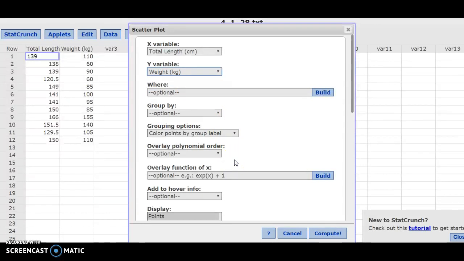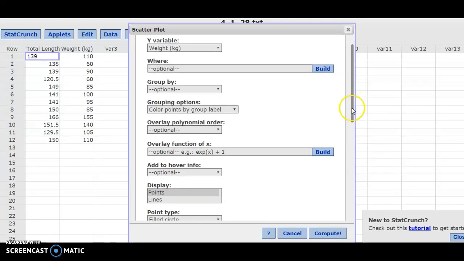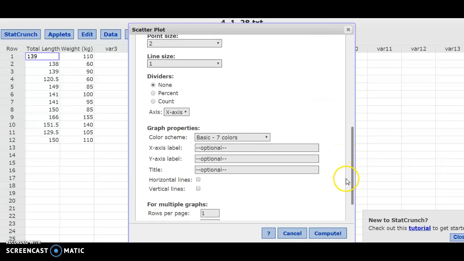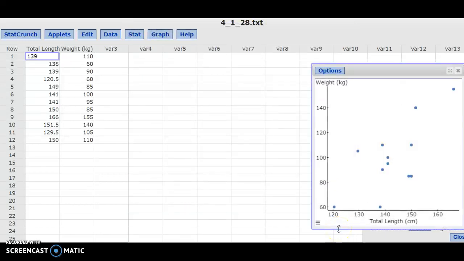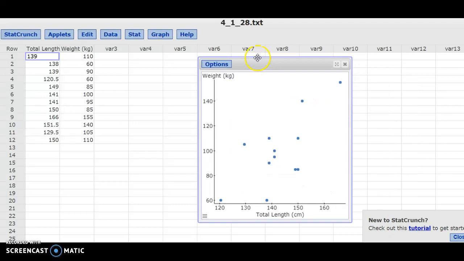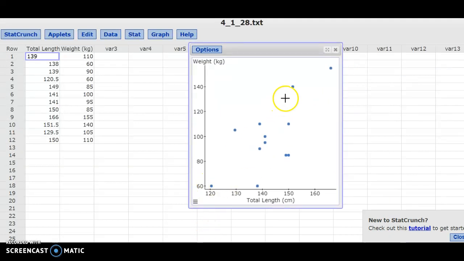For example, if we had tagged each bear as male and female, we could maybe make all the males red, all the females a different color, and be able to identify those by groups, or even create two separate graphs if we wanted to get fancy. Okay, but for right now, let's just hit compute. So it looks like we have a general positive trend. As my bears are getting longer, my weight is going up.